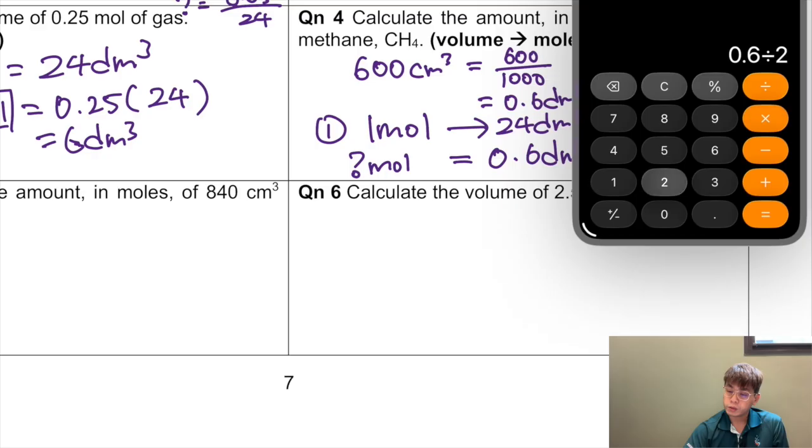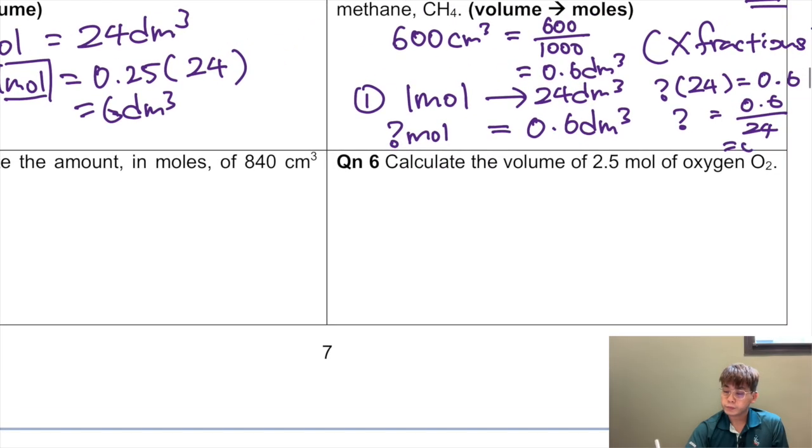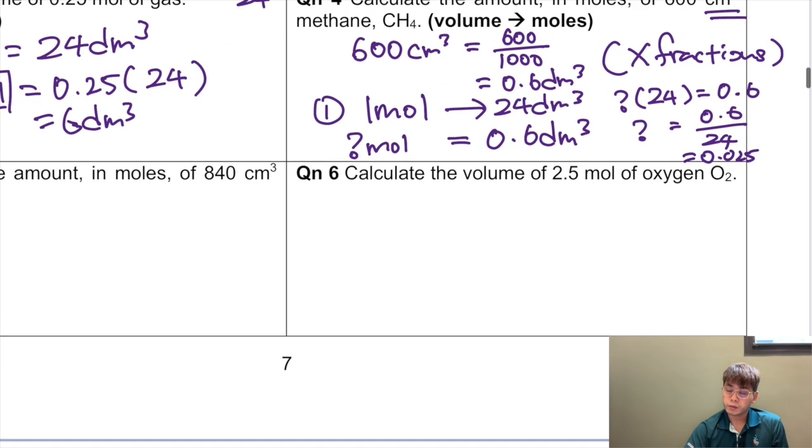0.6 divided by 24. 0.025. So 0.025 moles.